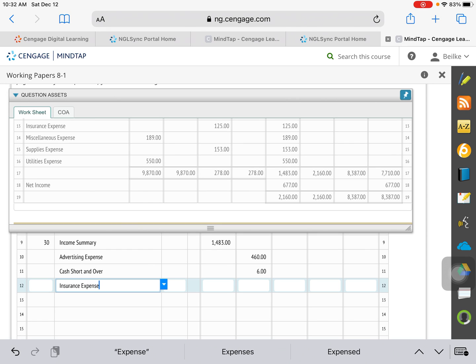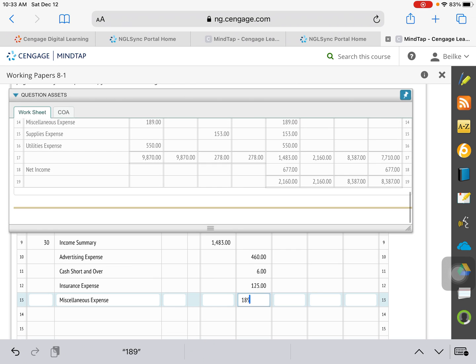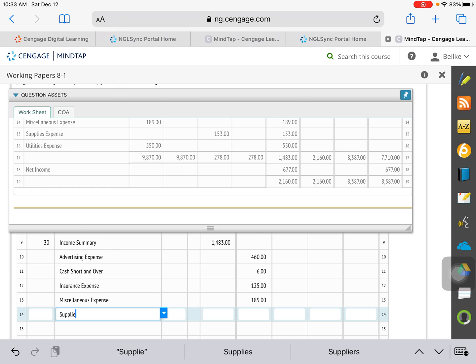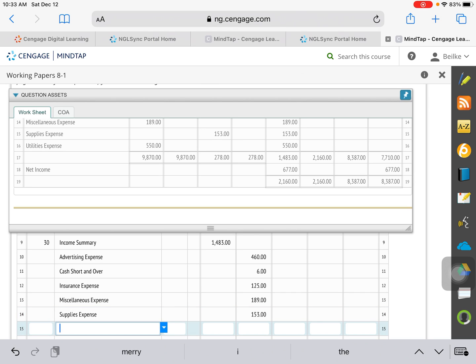And again, it's real important that you use the numbers from your income statement because they are different from your trial balance because we've had the adjustments. And our last one is okay, so we've recorded the second closing entry.